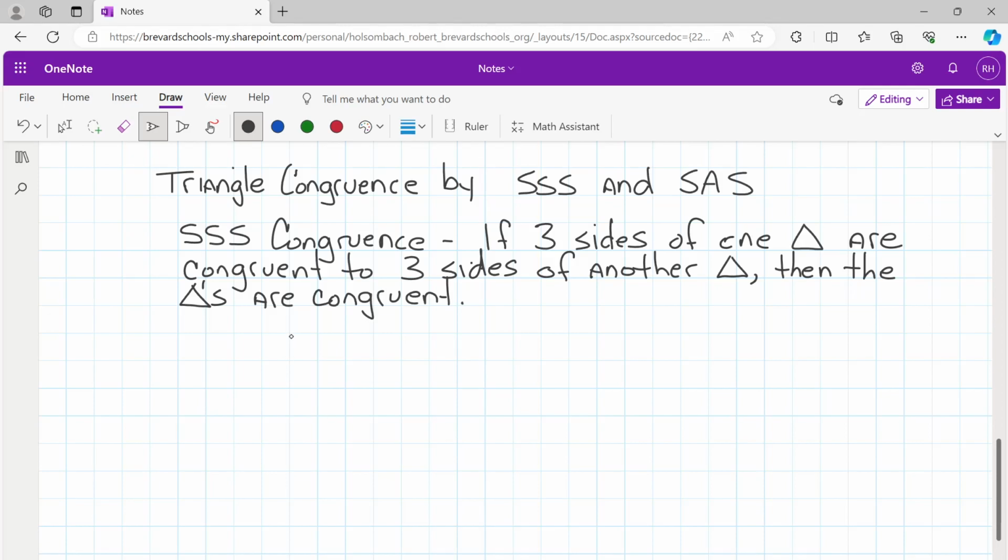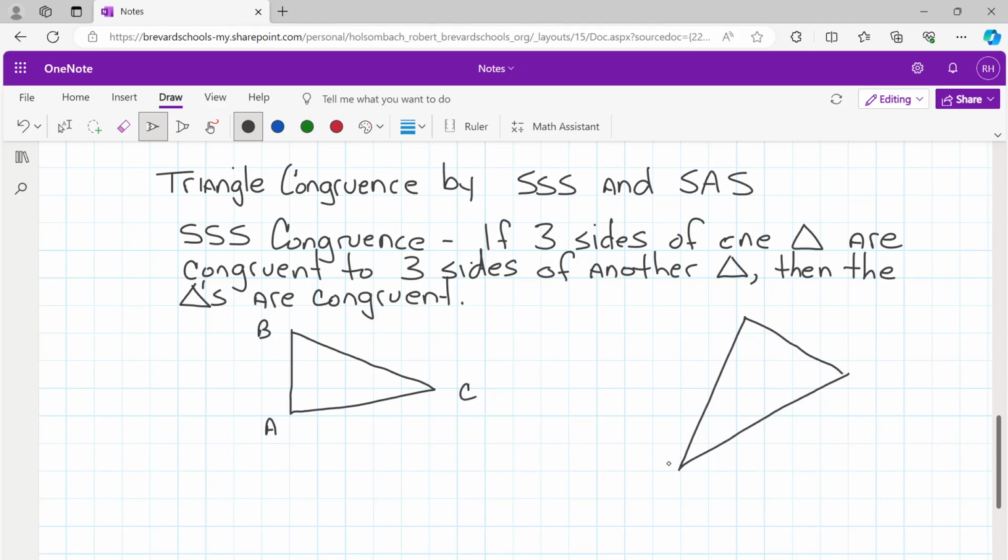All right, so if we have a triangle here on the left, and we label it ABC, and a triangle on the right, and we call it STR. And now, since we're looking at side, side, side congruence, we're looking at tick marks.